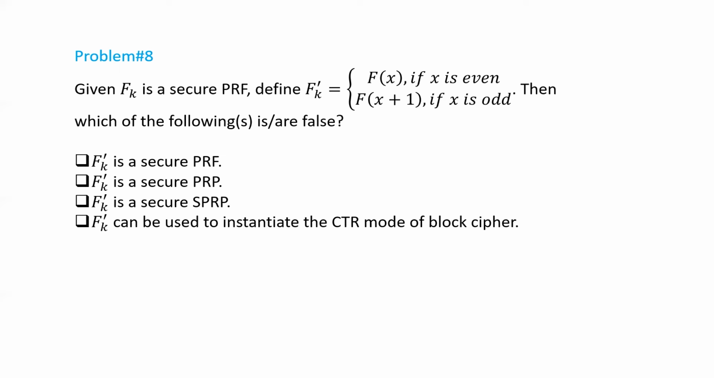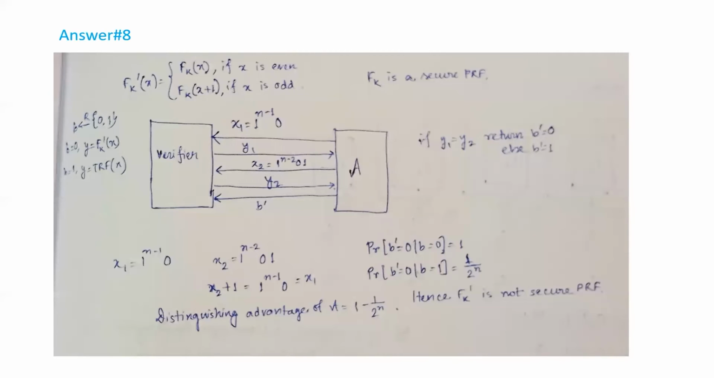So let's analyze this for PRF. As you can see, the adversary can construct such input to the verifier where, let's say, the adversary queries with input x1, which is n minus 1 number of bits of 1 concatenated with a last 0. So if x1 is of this form, then x1 is even.